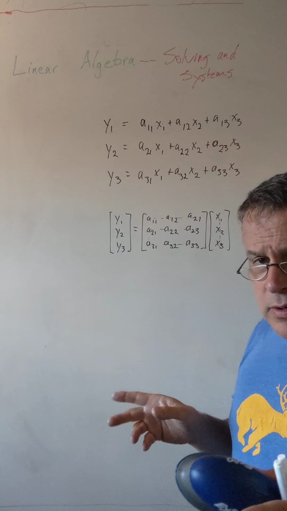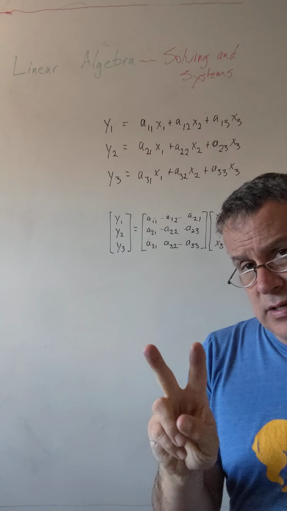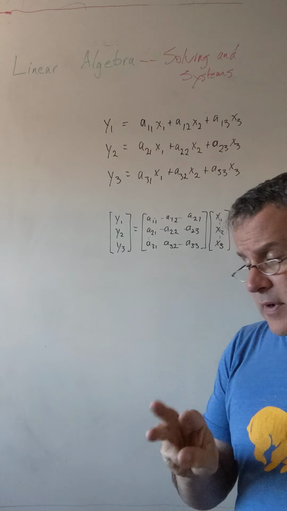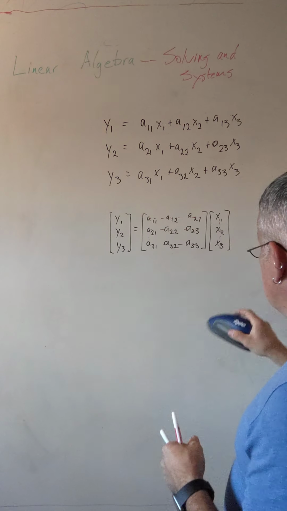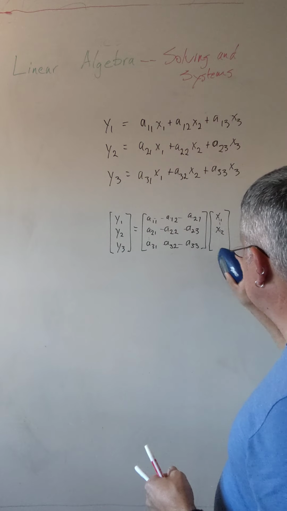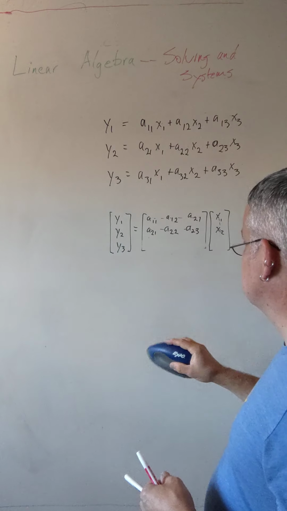What about weird other shapes of matrices? What if I had only 2 x values but 3 y values? Can I write a set of matrix equations for that? Sure. Let's just see what that looks like. I could erase. Did I do that right? I did not do that right.